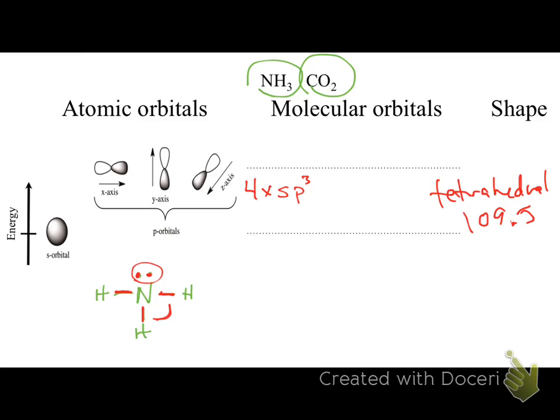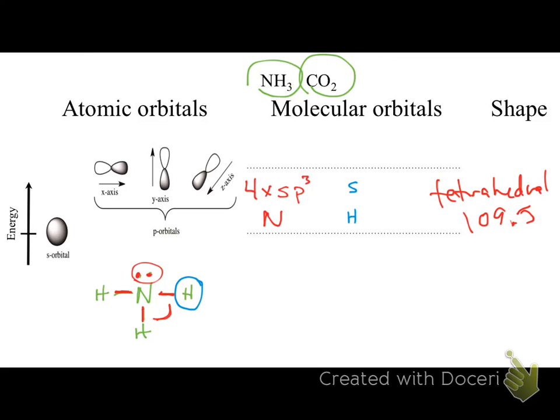So let me step back away from that. That's our nitrogen. What about our hydrogen? How many groups of electrons are around our hydrogen? It's only one group. Do we need to hybridize? No. So what's the molecular orbital that hydrogen's using? Just an s orbital.